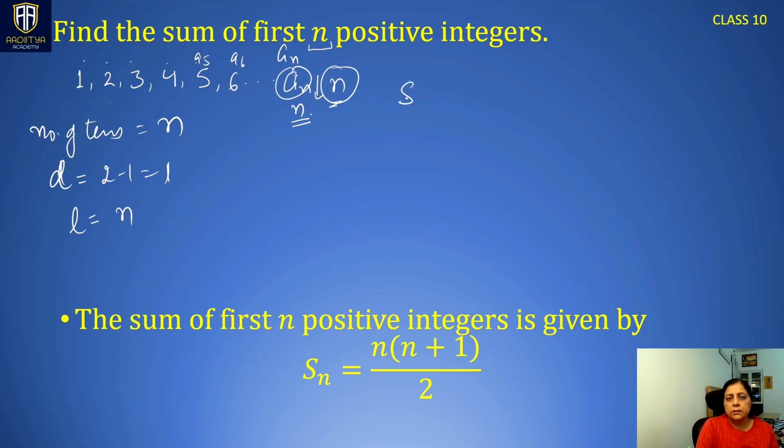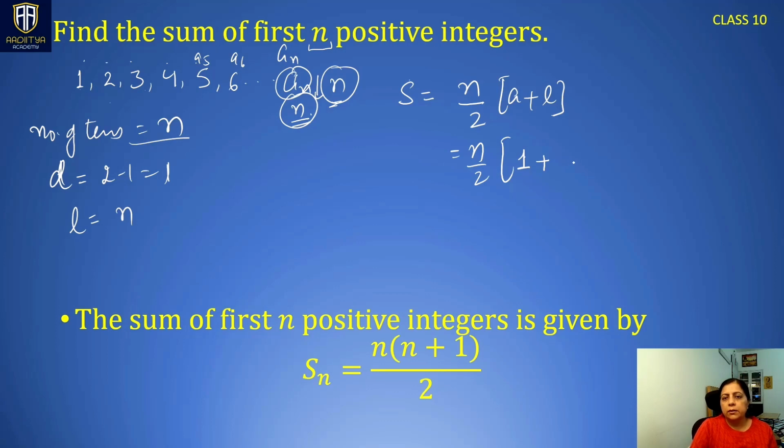Now find the sum. The value of sum is n by 2. Since the last term here is known to you, we can use this formula, the second one. If the last term is known, we can easily use this formula. This becomes n by 2. Number of terms here is n. First term here is 1 and last term here is n. An is n. So the formula becomes n by 2 times n plus 1, right?